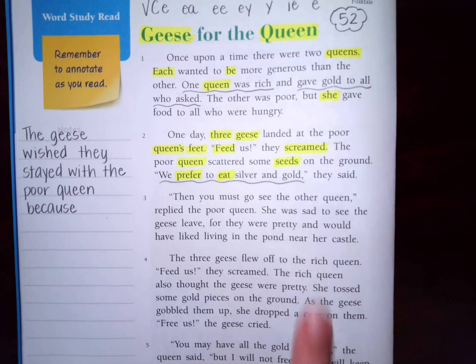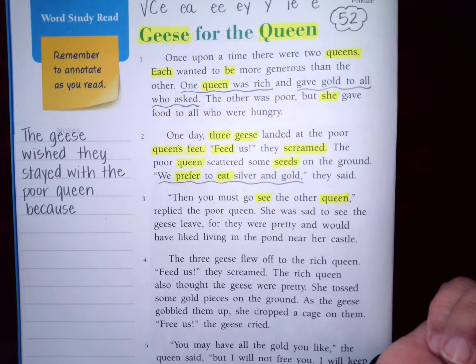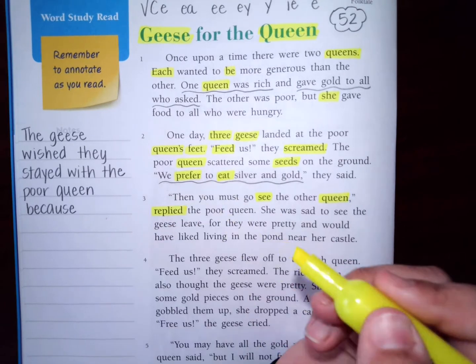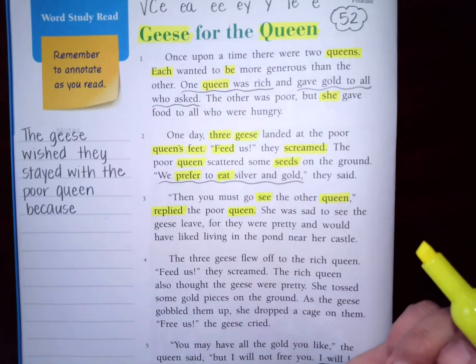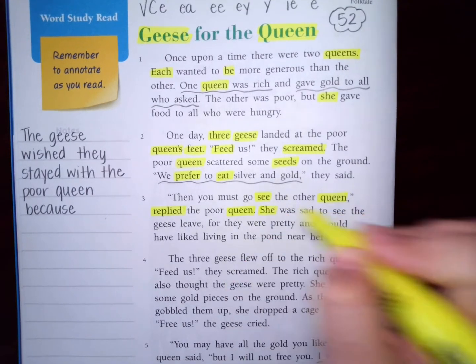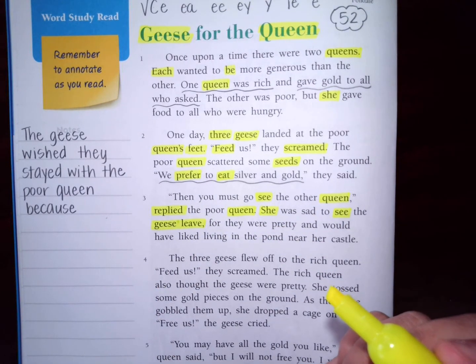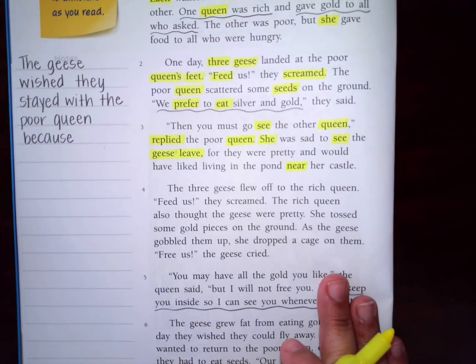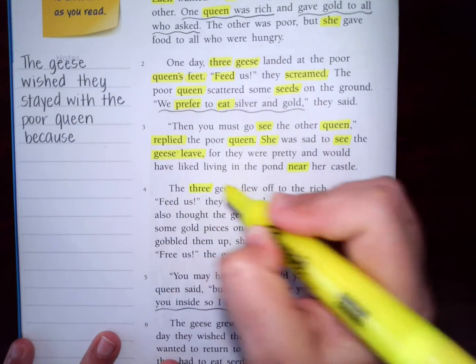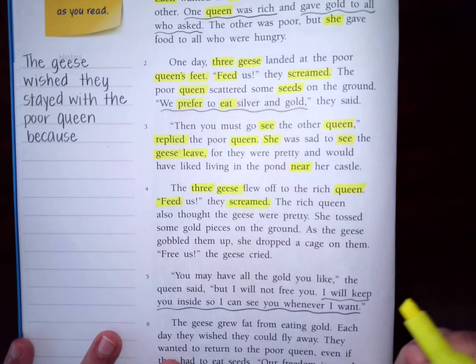Okay, let's keep going. Paragraph 3. "Then you must go see the other queen," replied the poor queen. Oh, my friends, I missed one. Did you highlight replied? So now we're looking for 53 total. My, oh my. Okay, there's queen. She was sad to see the geese leave, for they were pretty and would have liked living in the pond near her castle. The 3 geese flew off to the rich queen. So we have 3 geese and queen. "Feed us," they screamed. We've seen those words before.